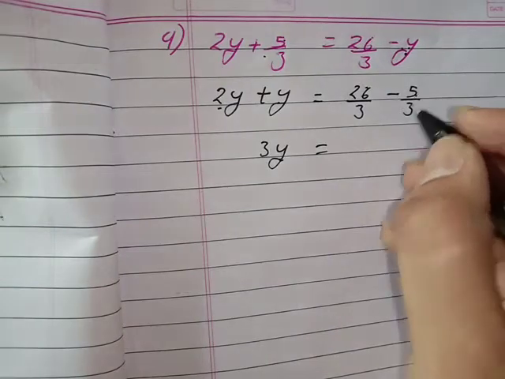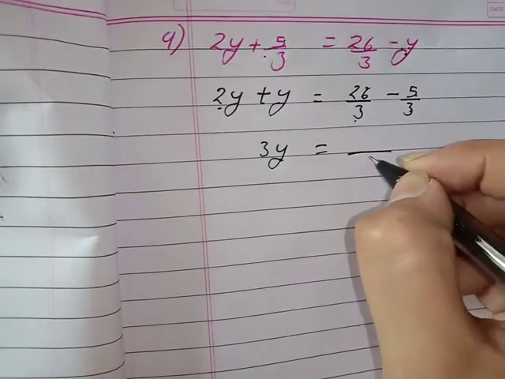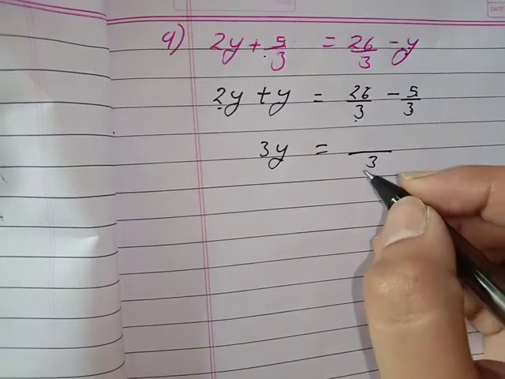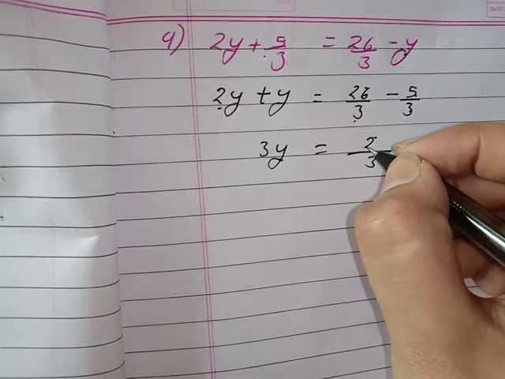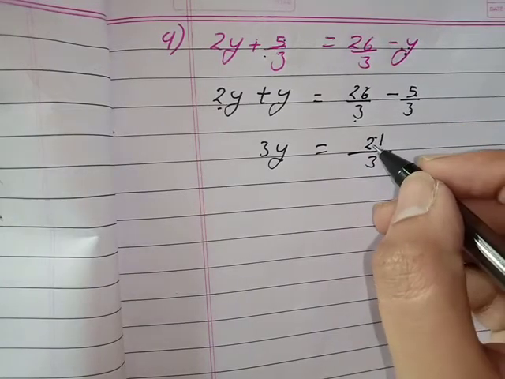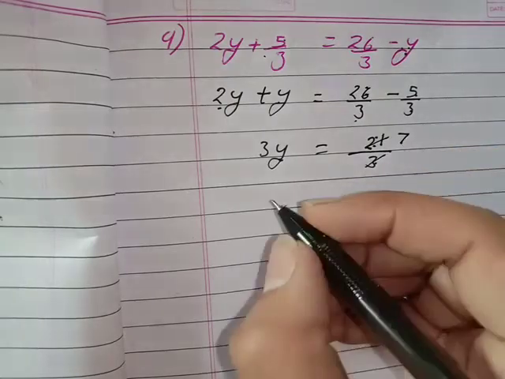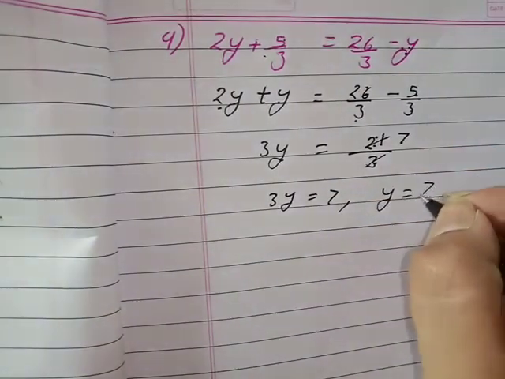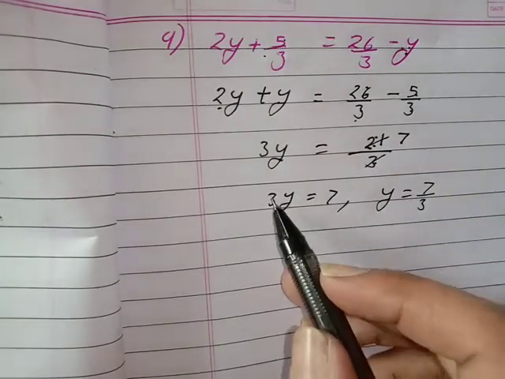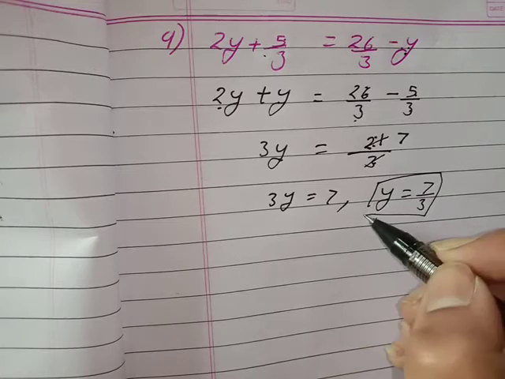26 minus 5. Here there is a common denominator, so no need to take the LCM, we directly get the denominator, which is 3. So 26 minus 5 is 21. We can cancel 21 by 3, 7 times. So 3y equals 7, or y equals 7 upon 3. We transferred 3 to the RHS. So the value of y is 7 upon 3.